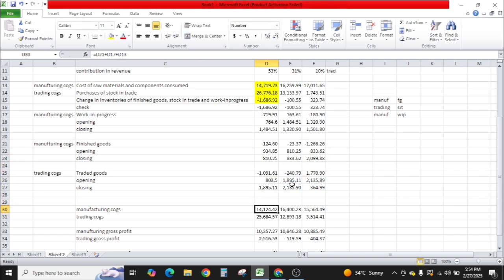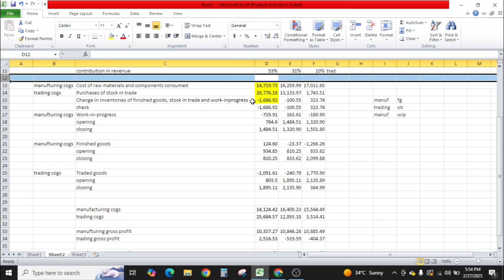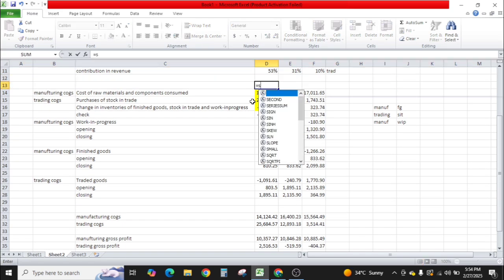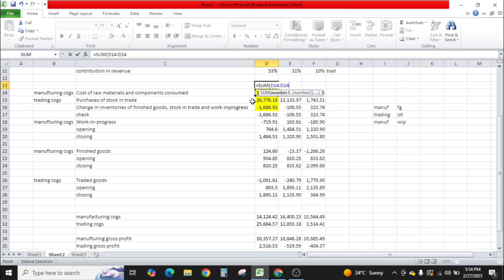Manufacturing COGS will be COMC plus work in progress plus finished goods, and traded COGS will be traded goods plus purchase of stock in trade. So these two, if we add, it is 39808 and this is 39808, so yeah, this is also right. If we add all three numbers, which will be 39808, and if we add these two numbers too, the answer will be 39808.99.